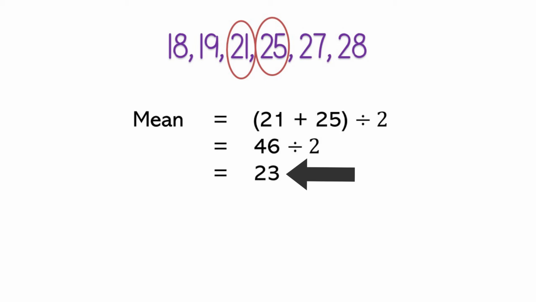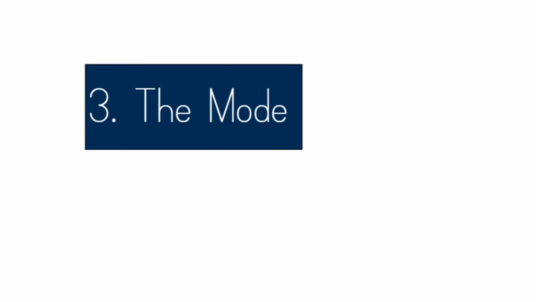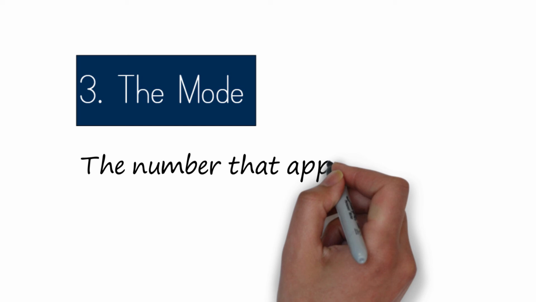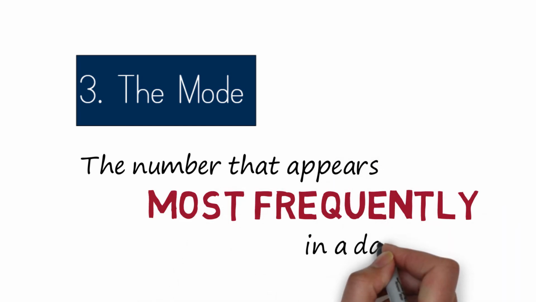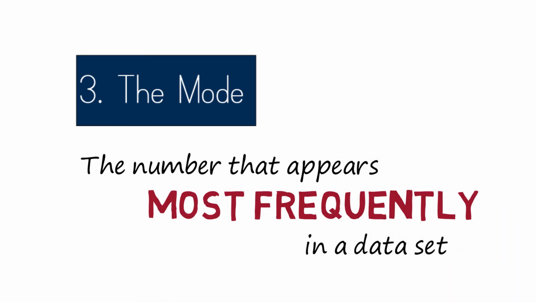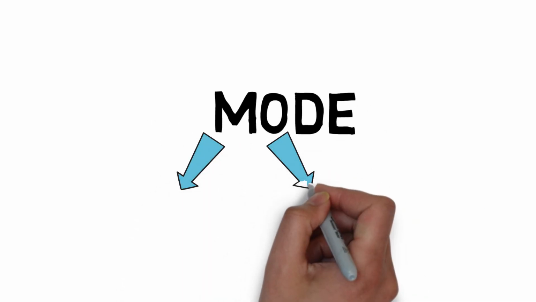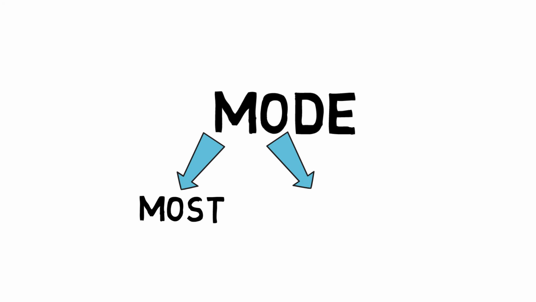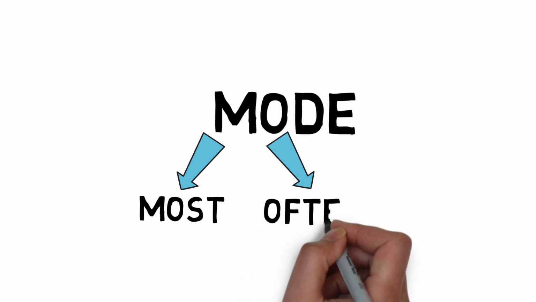Up to now, we have discussed mean and median. The third measure of central tendency is the mode. Learners need to know that the mode is the number that appears most frequently in a data set. A set of numbers may have one mode, more than one mode, or no mode at all. Explain to the learners that the M and O in mode can refer to most often, as a means for them to easily remember what the mode is.